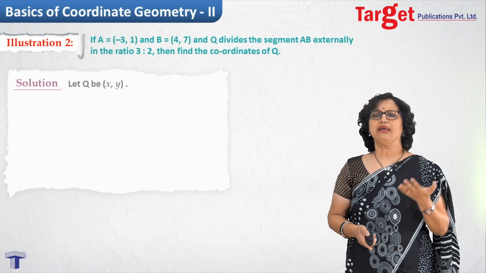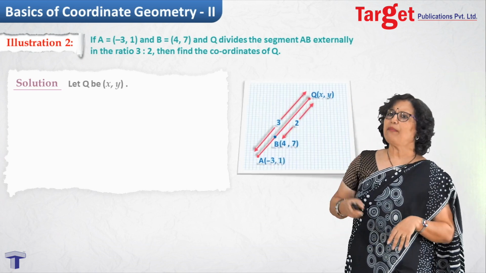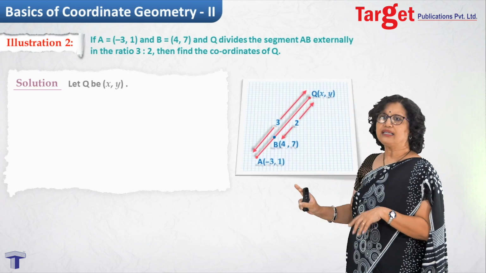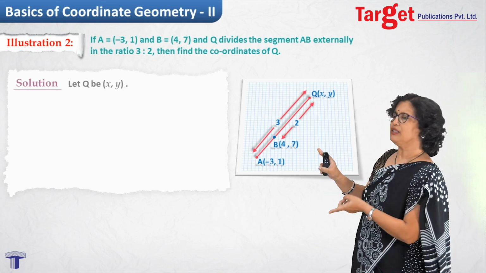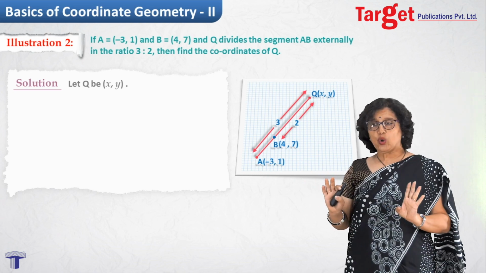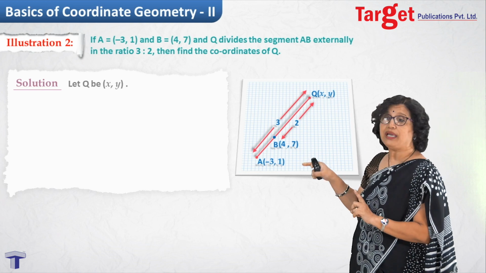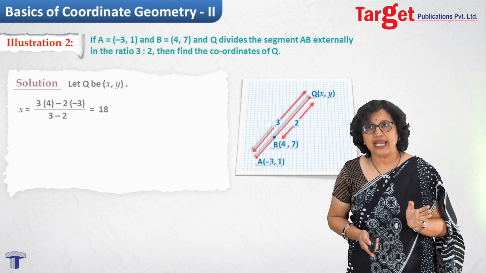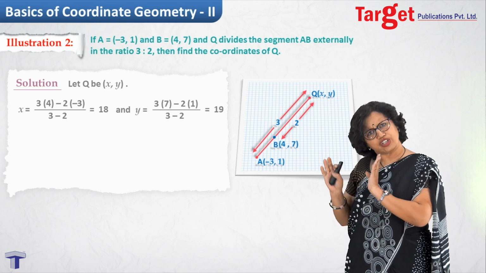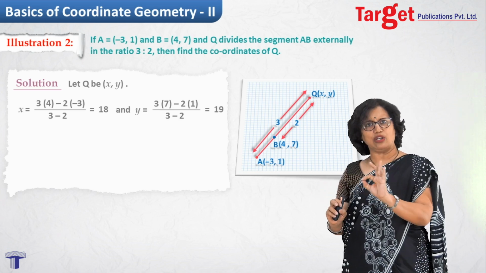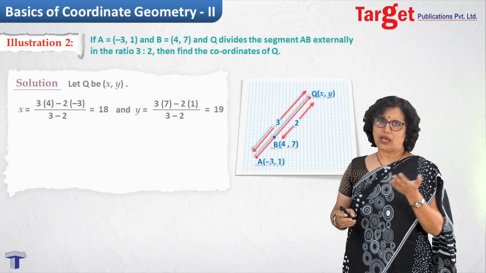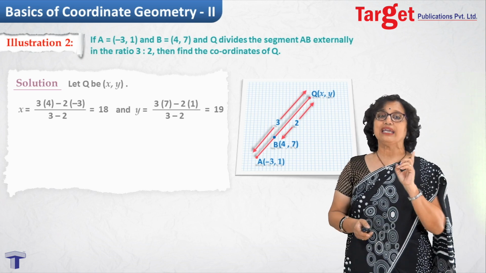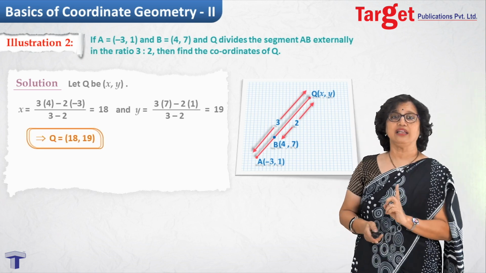So, point Q I name as x, y, and then the picture would look something like this: A is (-3, 1), B is (4, 7), Q is not known to me, but AQ is to QB is given as 3:2. Now apply the formula and get x as 18 and y as 19 just by simply substituting the values of m1, m2 and the coordinates of A and B. We get point Q finally as (18, 19).